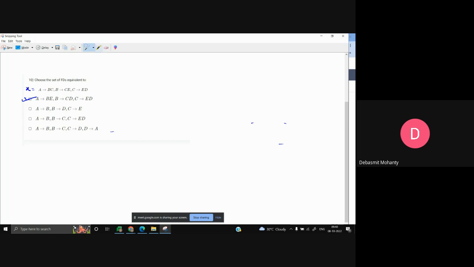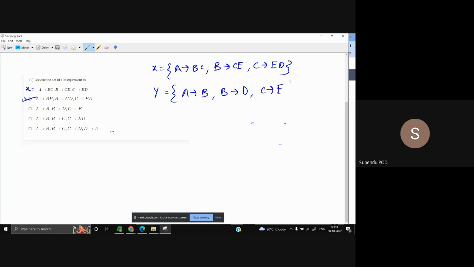Okay, so X is A determines BC, B determines C, and C determines ED, and Y is A determines B, B determines D, and C determines E. So first we have to find whether X covers Y or not.